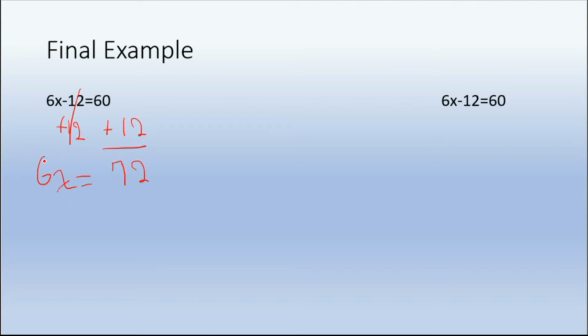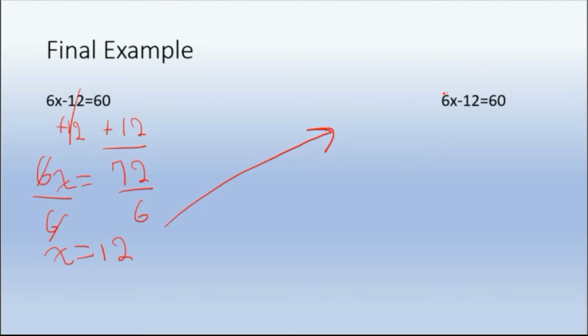We need to get rid of the 6, so we just have x on one side and a number on the other. So to get rid of the 6, we're going to divide by 6 on both sides. These 6's cancel, leaving us with x. 72 divided by 6 is 12. Okay, now for this one over here, I'm just going to do this one first, and we're going to check to see if these two match.